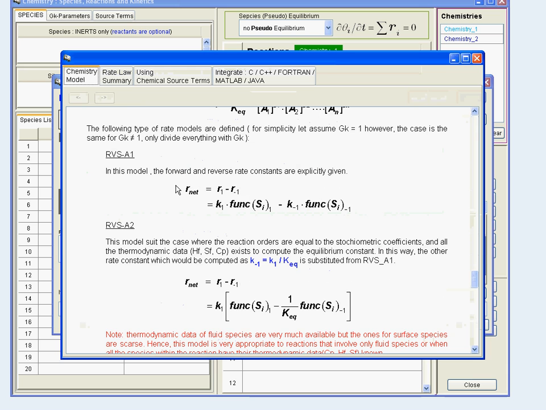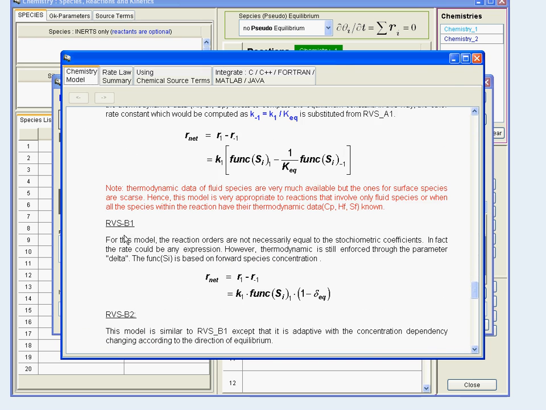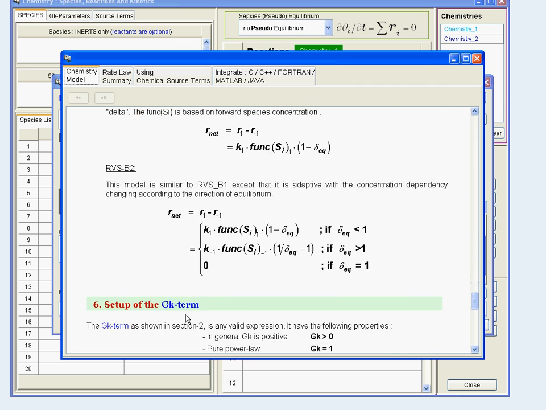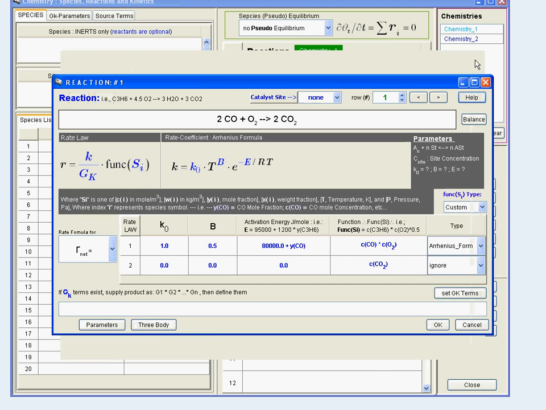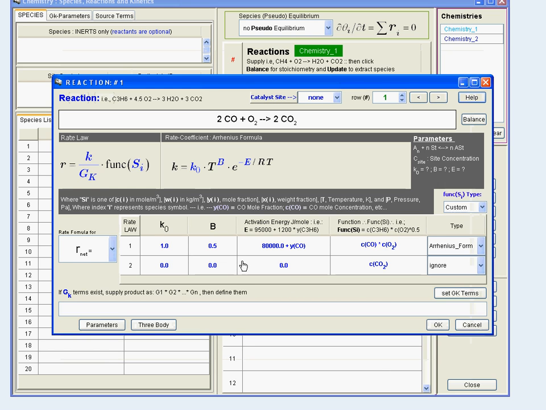So this is reverse A1, reverse A2, and then reverse B1, and then reverse B2. So these 4 are being explained clearly here, so the user may supply the correct value depending on the type of rate being used. So to enter the rate, it's quite handy. And then the rate could be a net rate, or it could be a rate based on one of the reactants or the products. So we may select to tell the software what kind of rate we are entering, so that the proper values could be used.